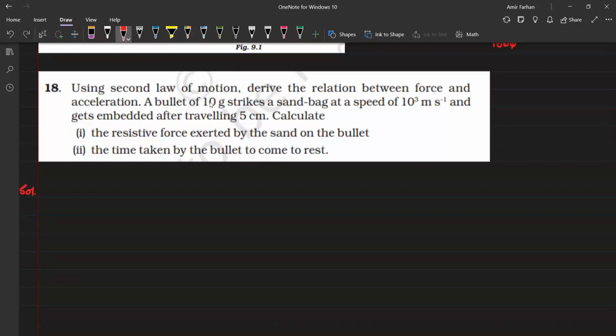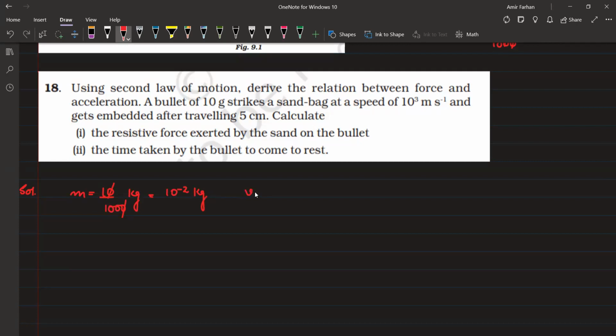So first of all, a bullet of 10 grams. So mass of bullet is 10 gram and it has a speed of 10 to the power 3 meter per second. If you have to calculate in kg, convert it by dividing by 1000. So it's nothing but 10 to the power minus 2 kg. Yes or no? Yes, sir. Because this 0 will get cancelled, 10 to the power minus 2 kg.